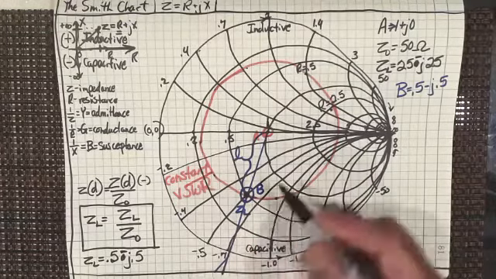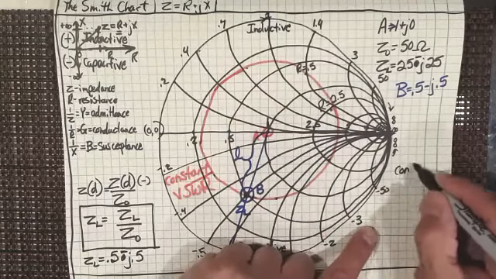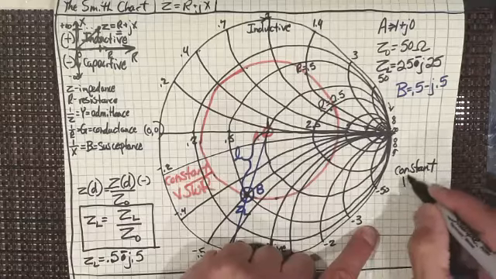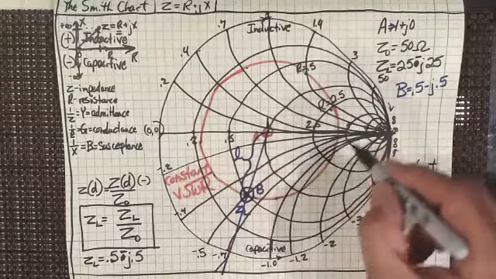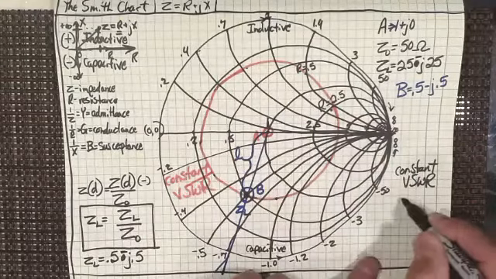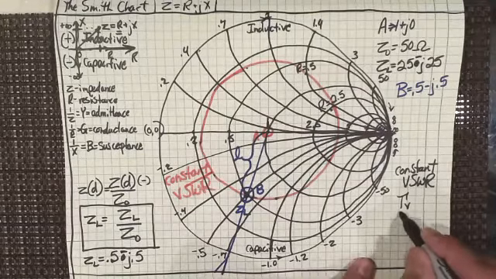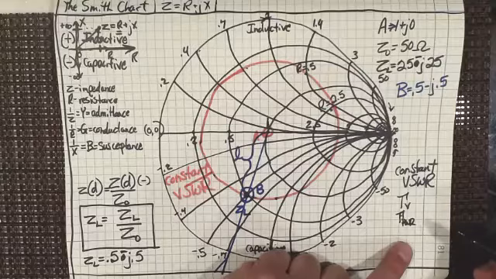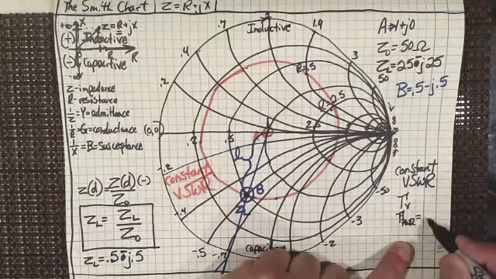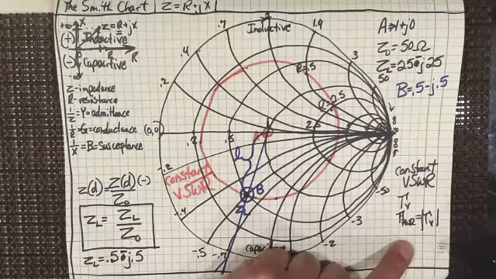So what does that tell me? At any point along that constant VSWR circle, let's just write this down, with all different impedances, everything else, I'm going to have the same reflection coefficient. I am going to have the same power reflection coefficient. And what is the power reflection coefficient? That is just the magnitude of the reflection coefficient squared.